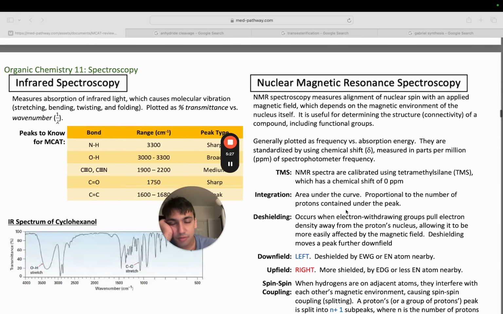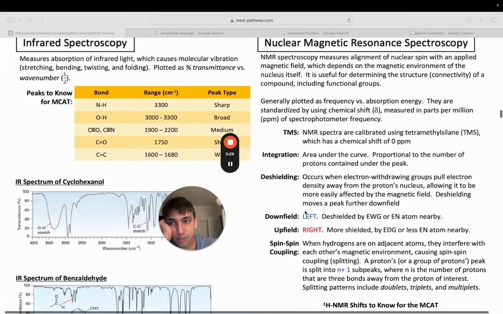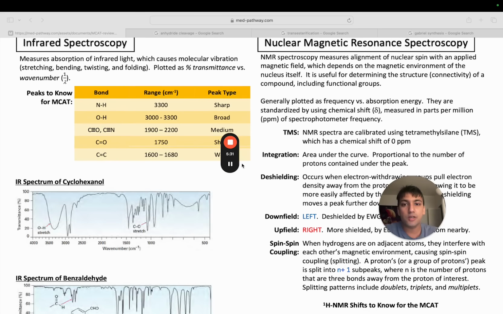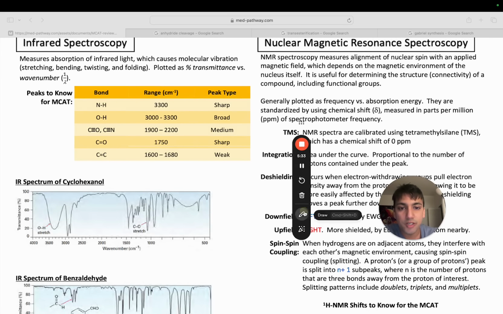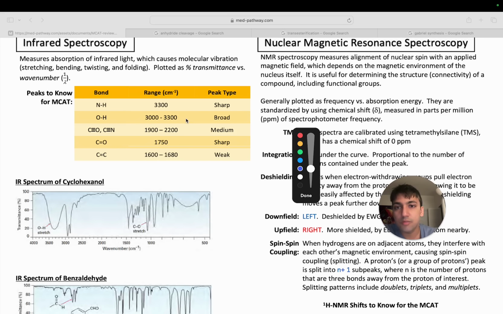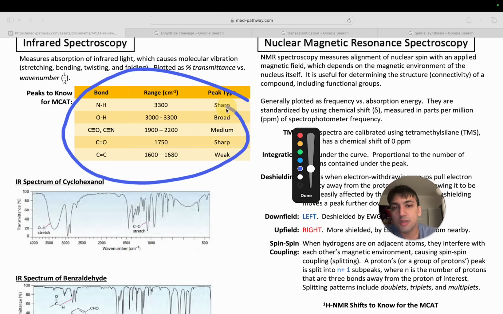All right, almost done. So we have infrared spectroscopy. I would highly recommend that you look at a lot of examples to get a better idea of this, because if you don't remember this from your organic chemistry class, it's probably going to show up one way or the other. It's more important that you understand this table than anything else.